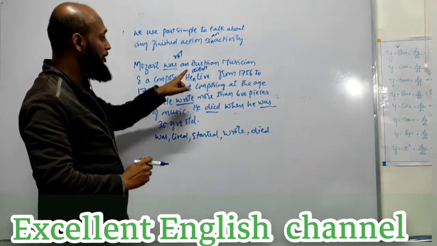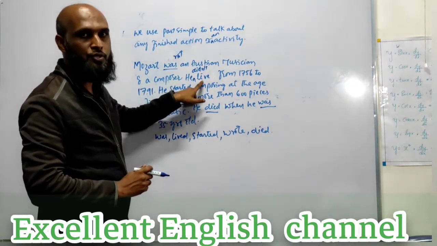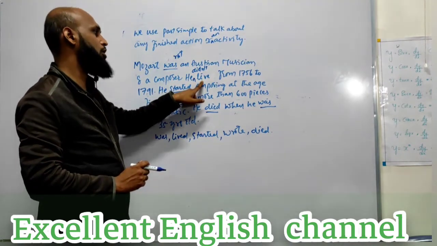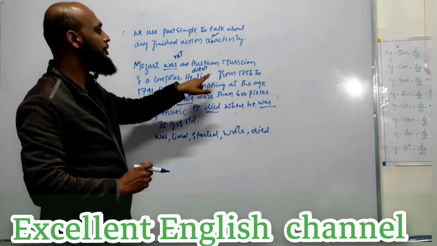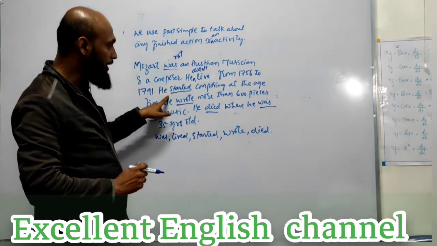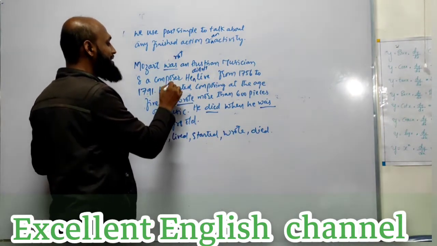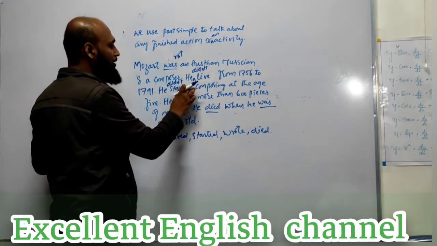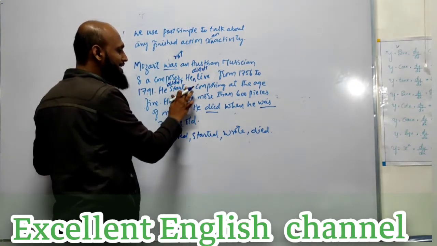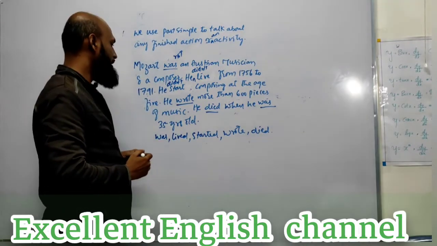As I told you, whenever you use did as a helping verb, the following verb should be in the present form. He didn't live from 1756 to 1791. And now here, again the same thing, he didn't. And then you have to get rid of ed. He didn't start composing at the age of 5.